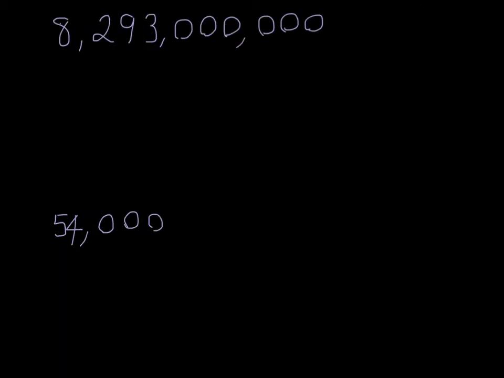Now let's work the other way. You can see that we have a couple of rather large numbers. So this first number, 8,293,000,000. We could easily express this, instead of having it in its standard form, in scientific notation. Remember, the two criteria are it must be a number on the left-hand side between 1 and 10, and then the power of 10 on the other side.